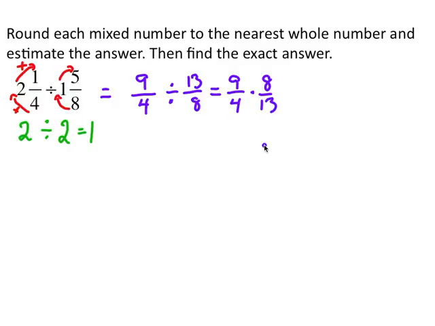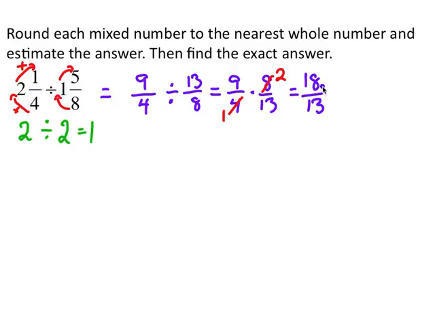Now it's a regular multiplication problem. If we see something that we can cross cancel, we can do that. So like the 4 and the 8 here. It's 1 and 2. Okay, and then we're ready to multiply. So 9 times 2 is 18. 1 times 13 is 13.